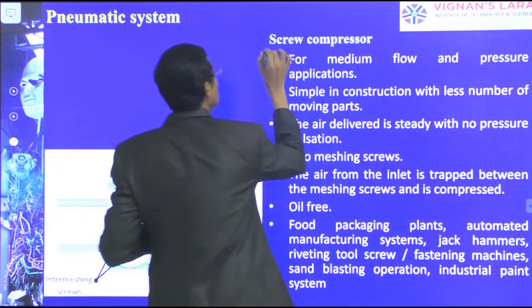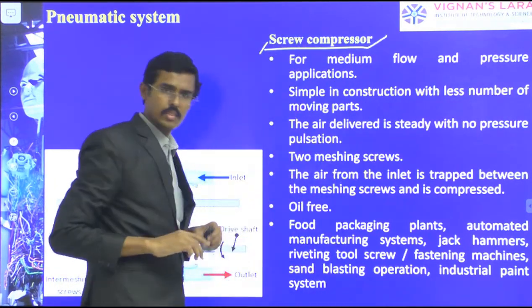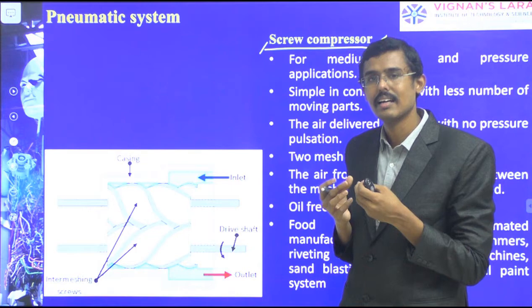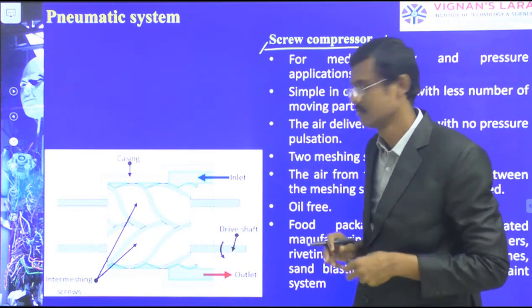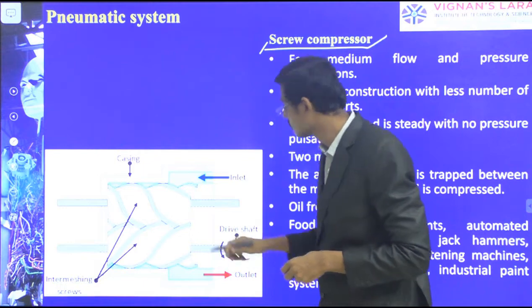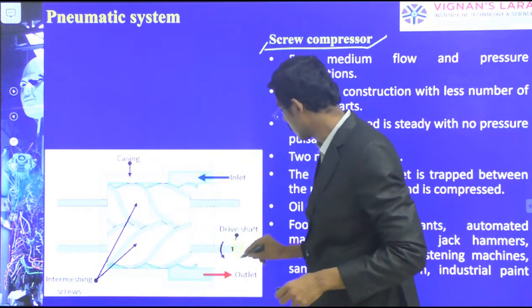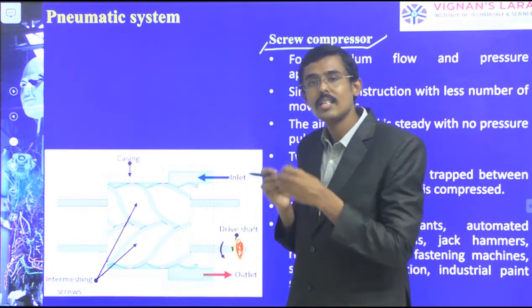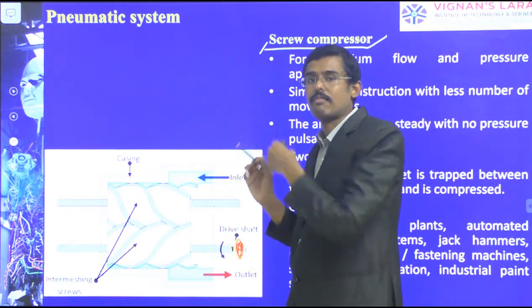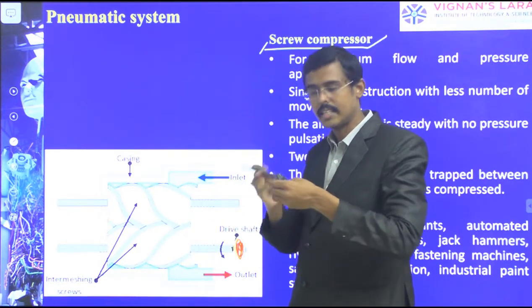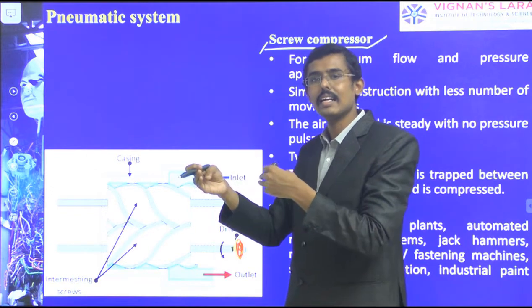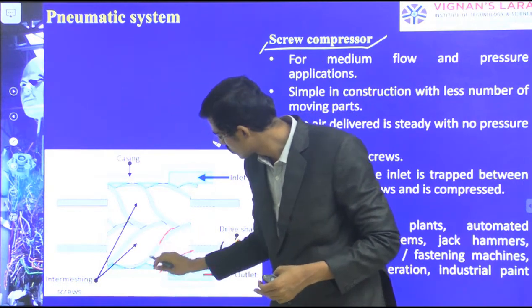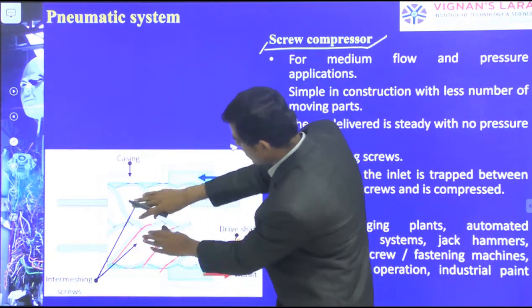A screw compressor next. A very simple mechanism, you see. Here we have a motor driven shaft. One is a driving shaft, one is a driven shaft. It means on one I have connected the motor, which is going to run, and on the other I am connecting a screw. This is one screw. Screw threads are there, and I am meshing one more screw over there.